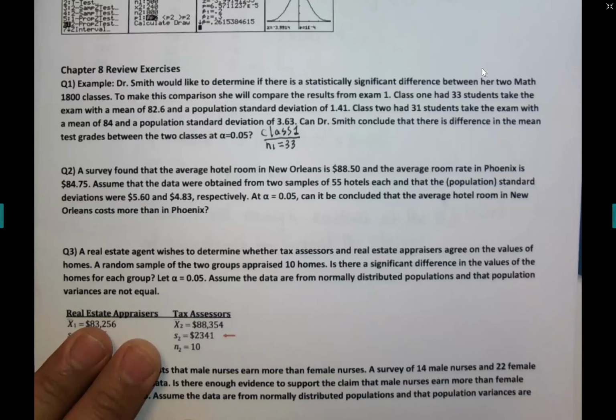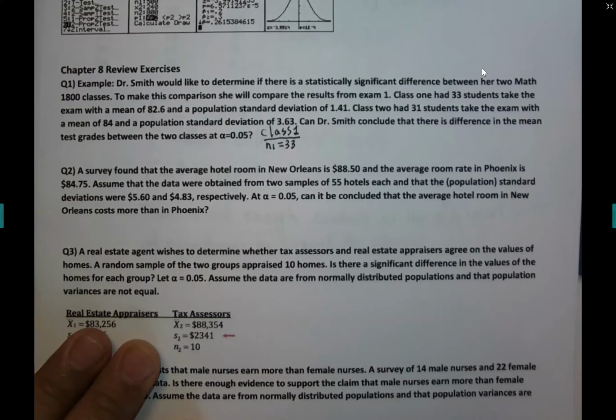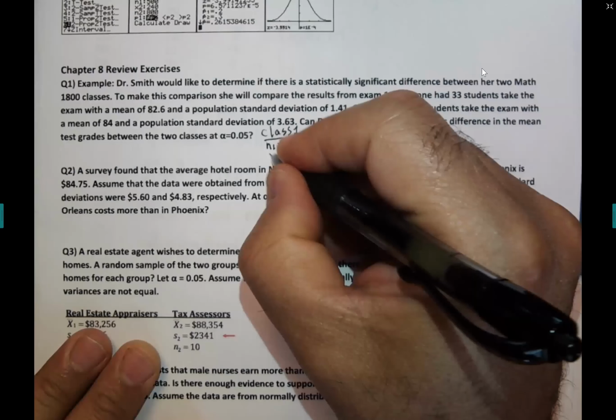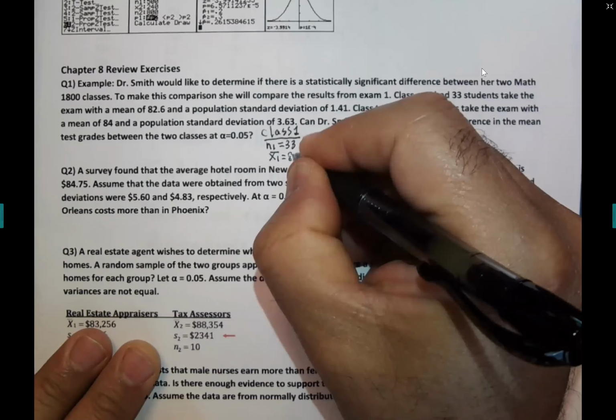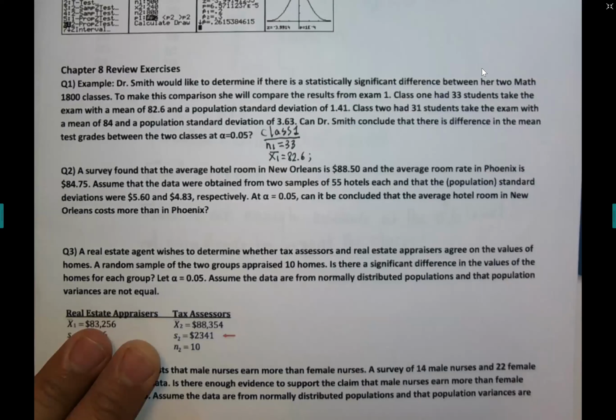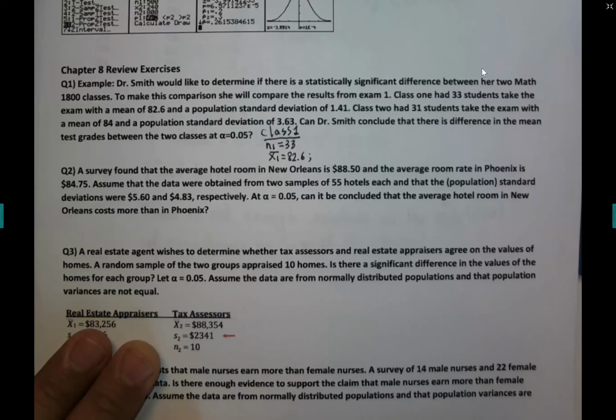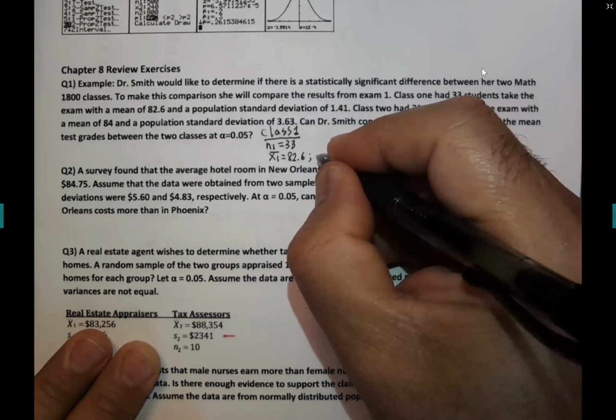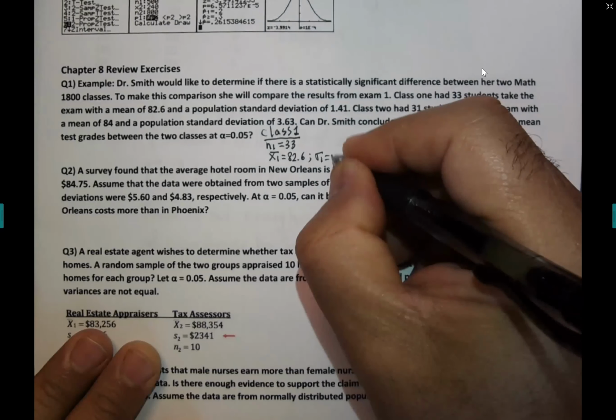And with a mean of 82.6, so X1 bar, guys, is 82.6. And with a population standard deviation, you see it says population standard deviation. Don't mix it with a sample standard deviation. So you know it's a z-test now. Sigma 1 is 1.41.